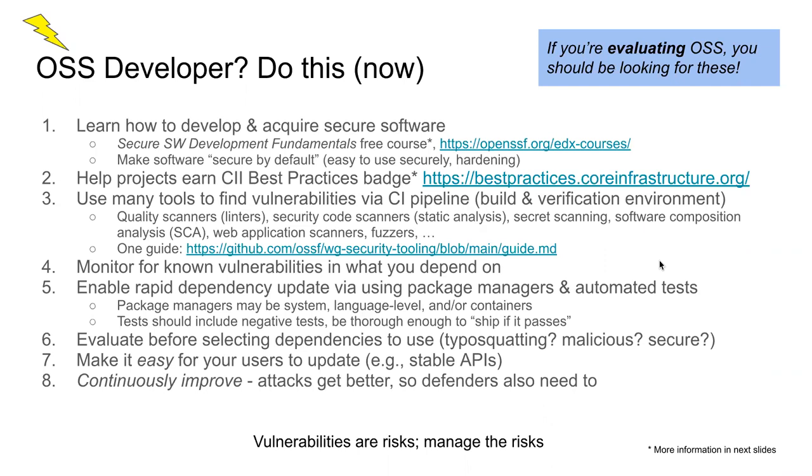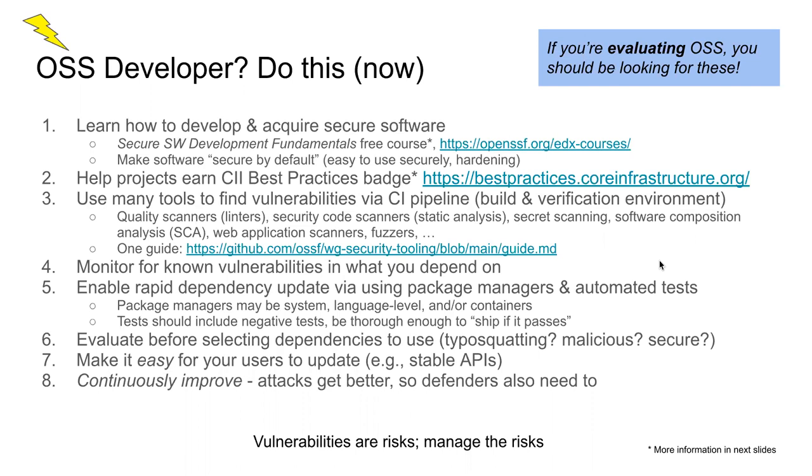Number two, if you're developing open source software, work to earn a CII best practices badge. There's another URL. I'll talk more about these in a moment. But basically, it's a list of criteria that, if you follow them, are going to increase the likelihood of producing secure software. Number three, use a lot of tools to find vulnerabilities in your continuous integration pipeline.